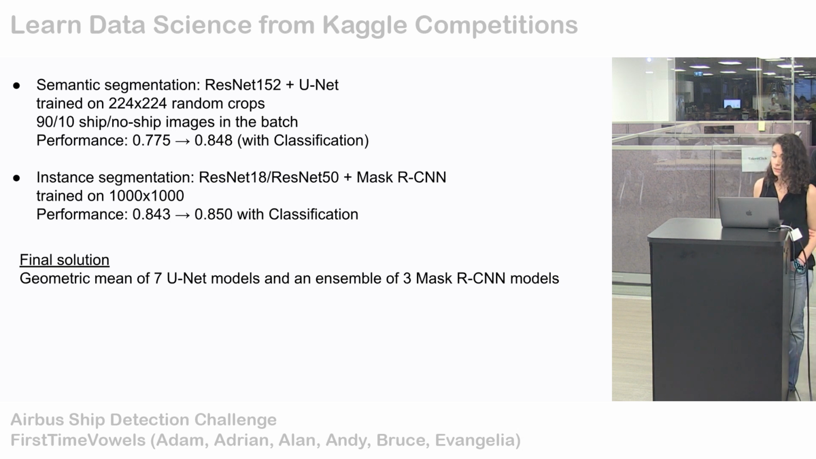At the end, what they finally did was to take 7 UNet models and 3 Mask R-CNN models. And as Andy mentioned, it was very important to take an ensemble of many different models, and this is what these people did.